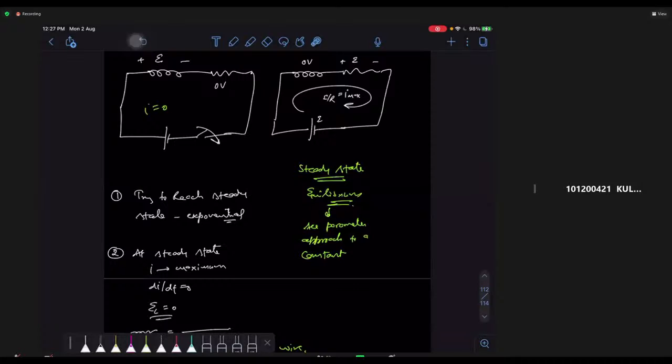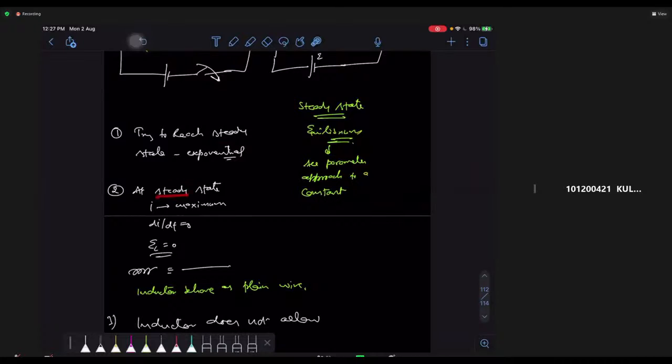I hope you understand the point here. The first one: it always tries to reach the steady state. So how do I know it's a steady state? Simply, current maximum is a steady state. When current is maximum, potential across the inductor will be zero. It's a sure sign of steady state. And when you have zero potential across the inductor, it will simply behave like a plain wire.